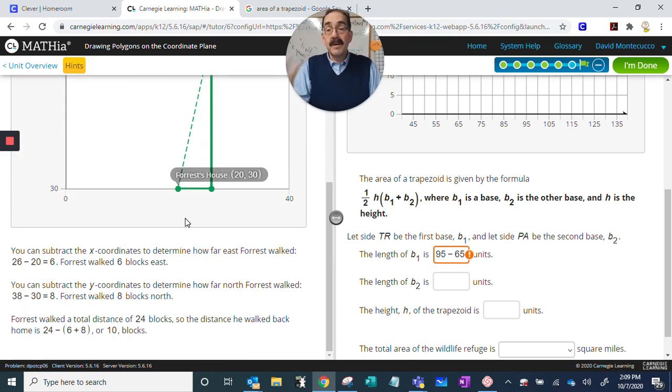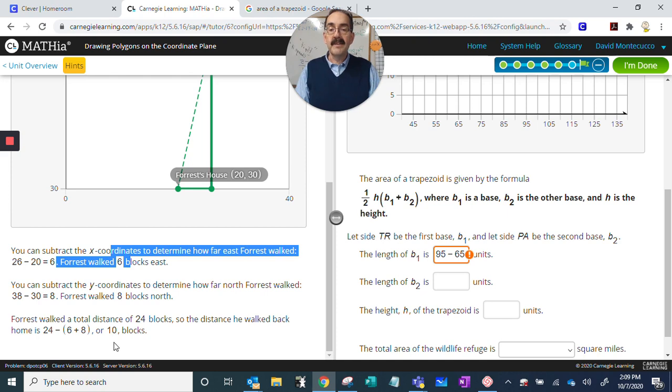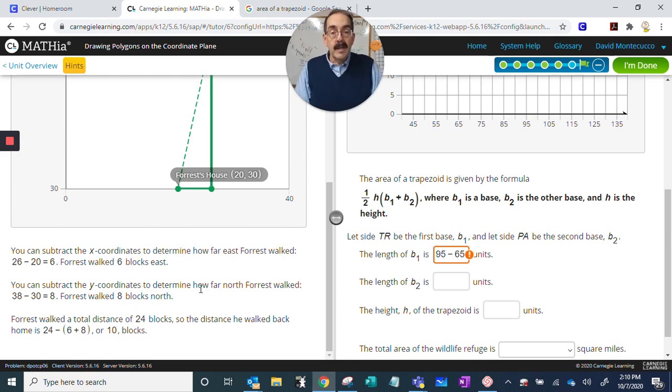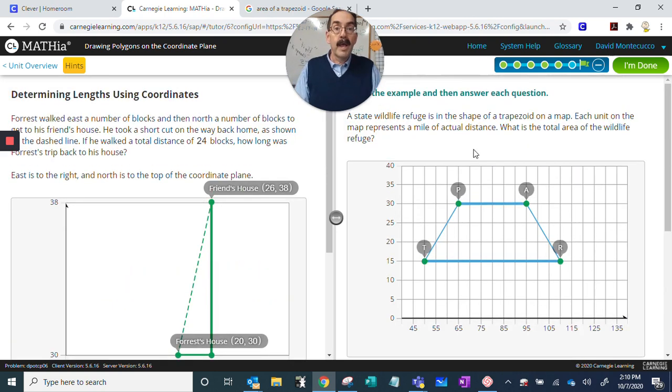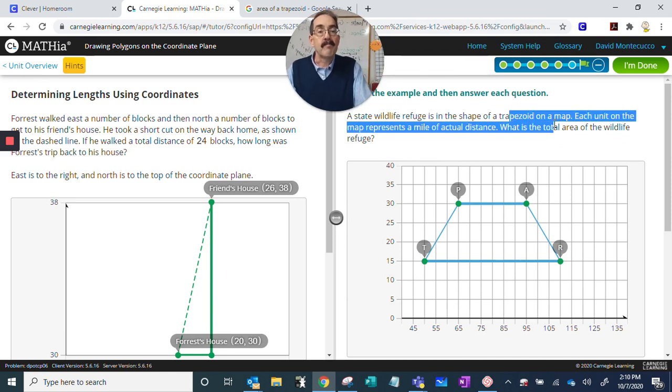So that was the previous problem. You could have done that, right? You take this minus this, 26 minus 20, you get the 6. 38 minus the 30, you get the 8. Well, if he walks 24 blocks and he just walked 6 and he just walked 8, that leaves 10. Okay. Then the next problem pops up and it says a trapezoid.